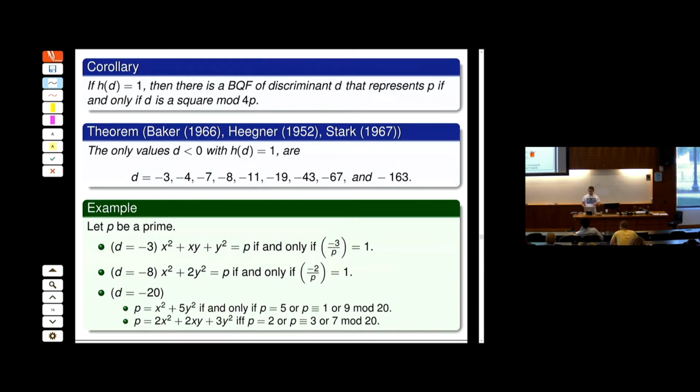So with minus 20, now there are 2 classes, 2 distinct representatives. Here are the representatives. The first one represents primes that are 1 or 9 mod 20, and the second one represents the primes that are 3 or 7 mod 20. Okay? So now there's a split: one form represents some of the primes, the other form represents some of the other primes.